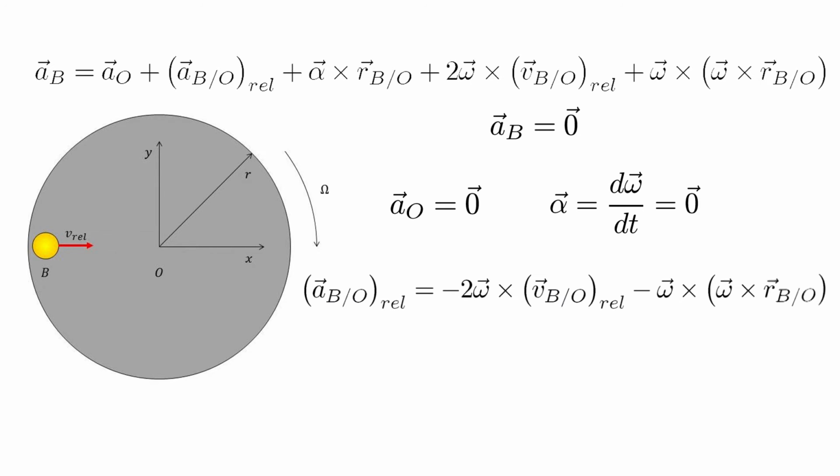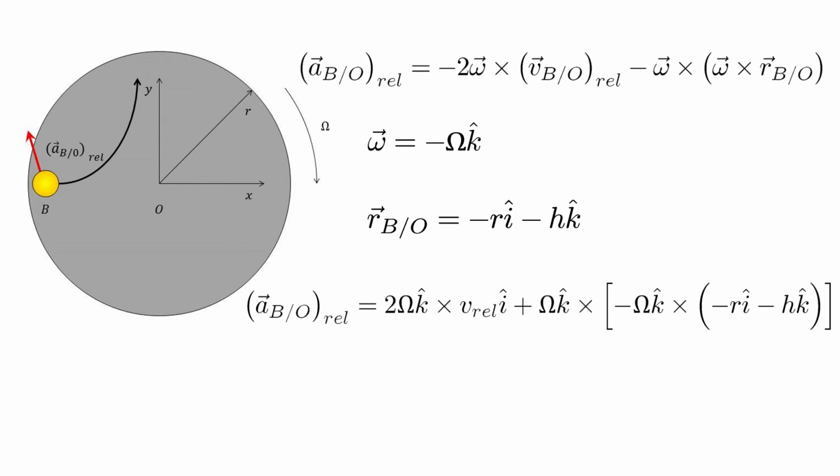Finally, we will show what the relative acceleration is when the ball is initially released. As you can see, there is a term for the lack of centripetal acceleration in the x direction, as well as the Coriolis component that causes the curve in the y direction. Given this information, we would expect the path to look as shown.